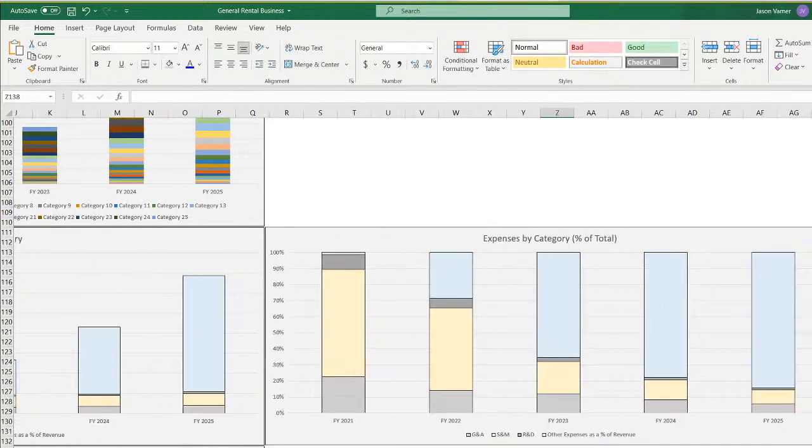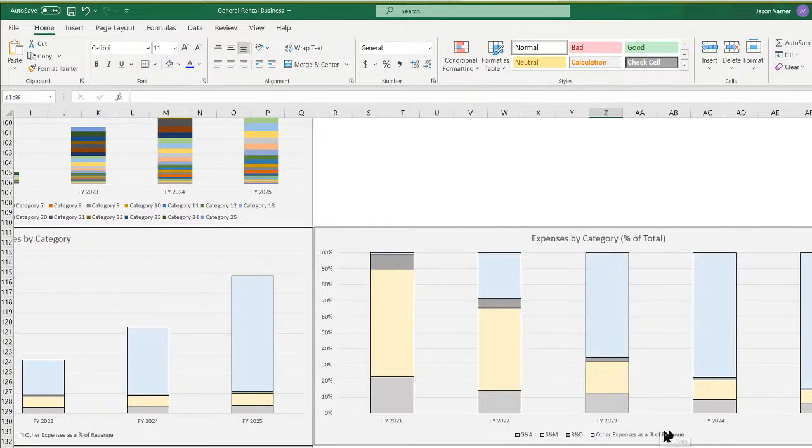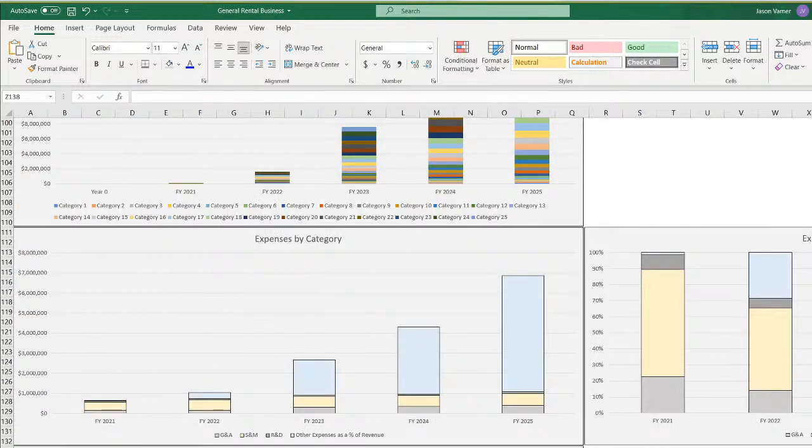And you can see how over time the other is getting bigger because it's just a percentage of revenues and revenues are growing. But we start off with sales and marketing being more, and then it goes down. Yeah, I think that's a good one. Keep that.